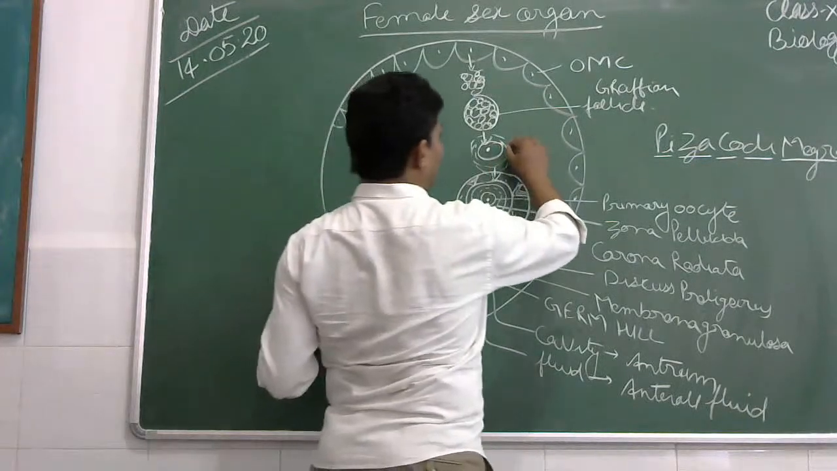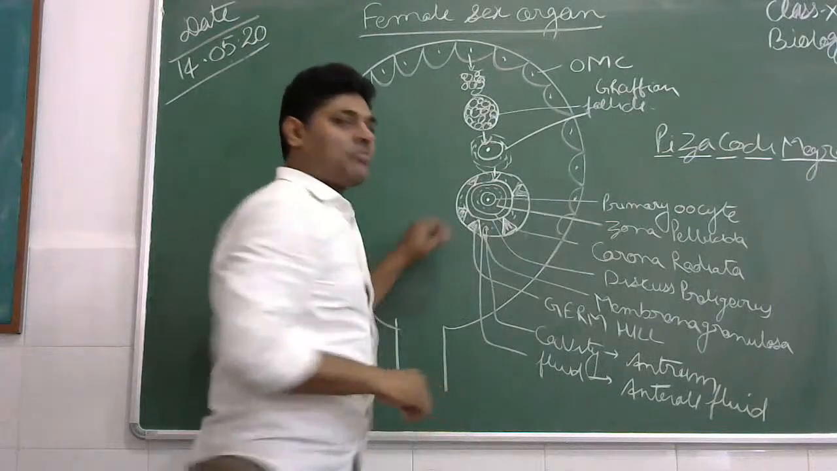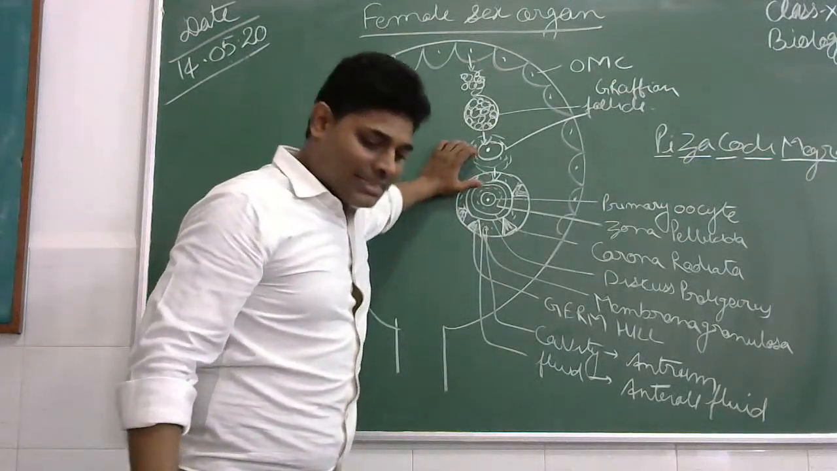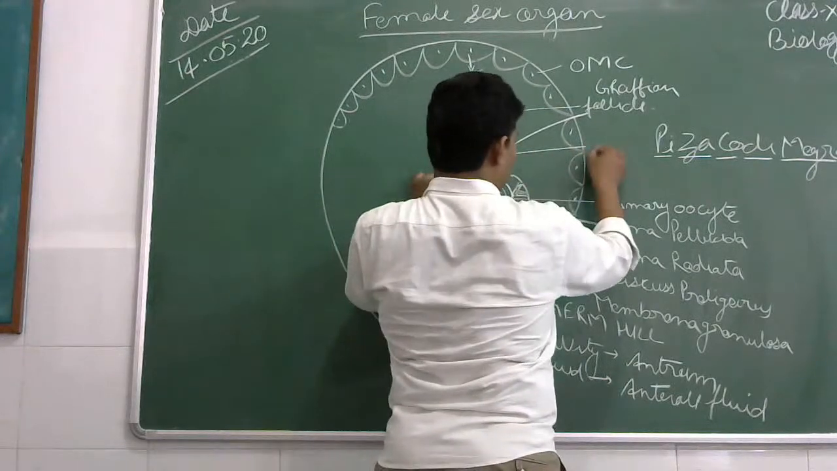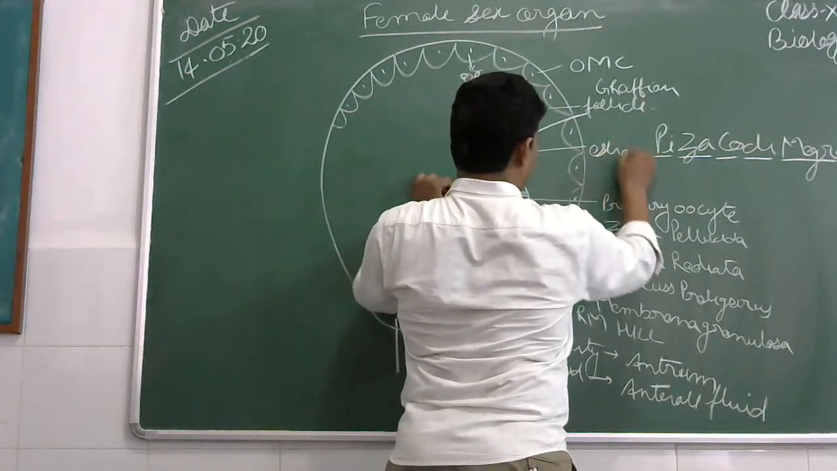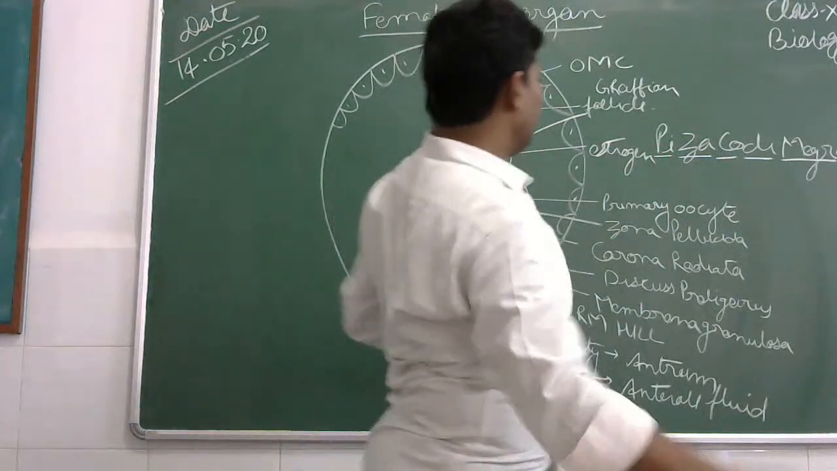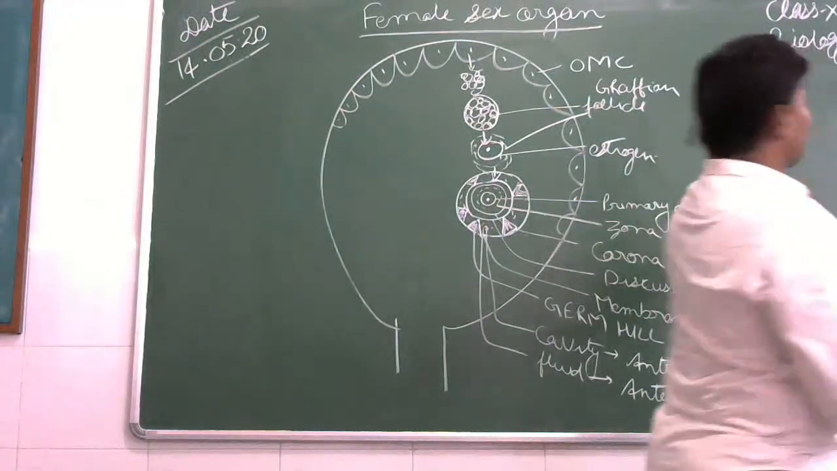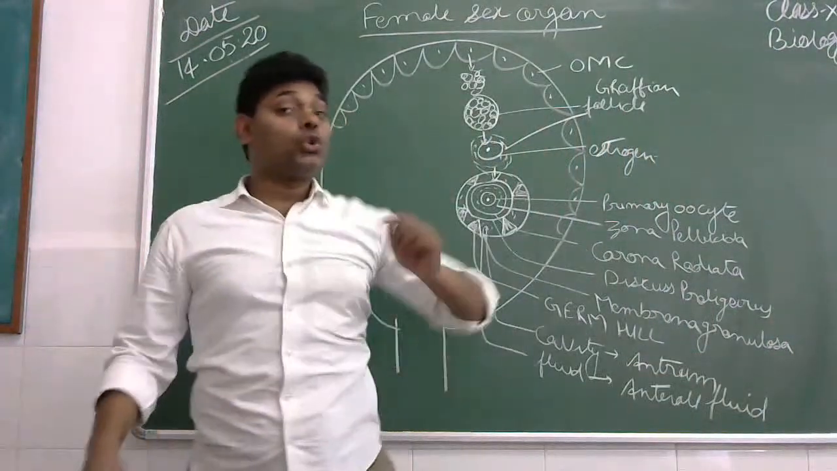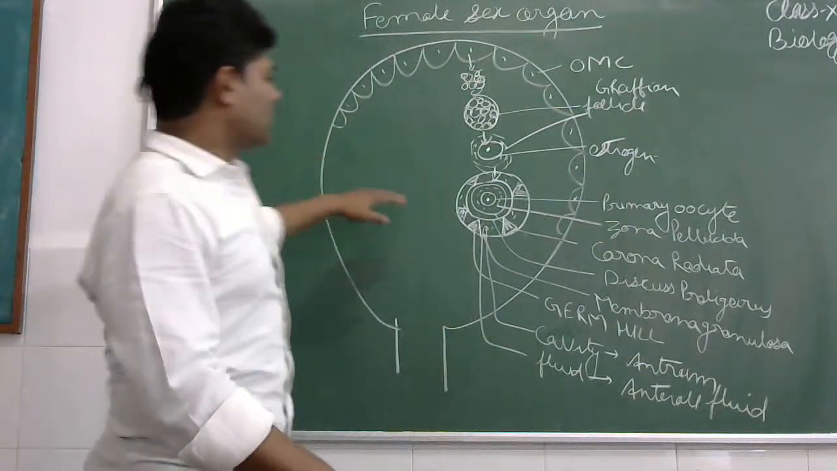This Graafian follicle becomes secretory, and it secretes the first hormone, that is estrogen, right? It means during the primary stage, the estrogen hormone is most active. What happens next?